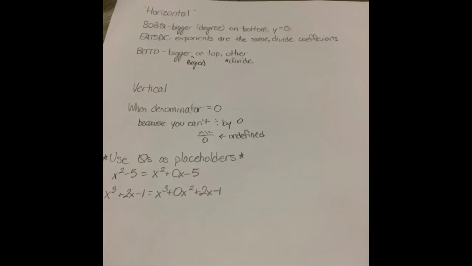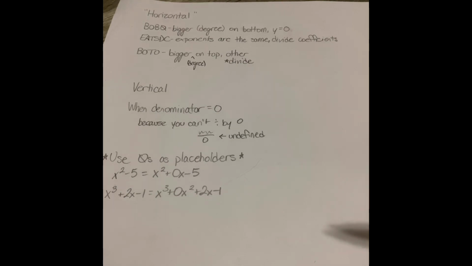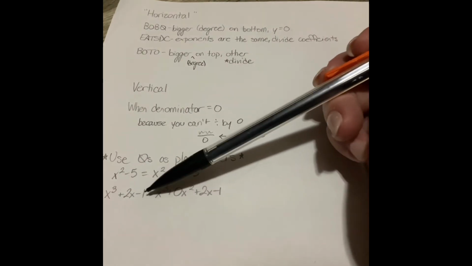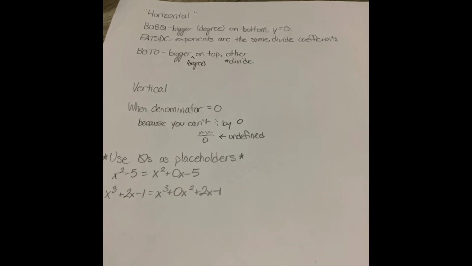And then this little note is going to come into play. You use zeros as placeholders. So if you have x squared minus 5, that's the same as saying x squared plus 0x minus 5. If you have x cubed plus 2x minus 1, that's the same as x cubed plus 0x squared plus 2x minus 1. And you're going to see that on the front side of this worksheet. I always write them in standard form, so that's when you have your biggest degree first and work your way down to your constant. And that's how you know which one you're missing. You're going to need to use those zeros as placeholders because I did mess up doing this worksheet the other day because I didn't use my zeros as placeholders.